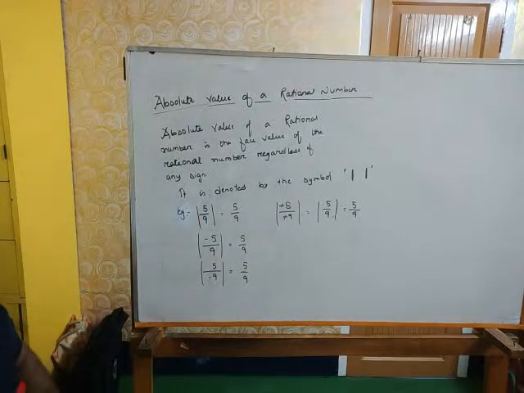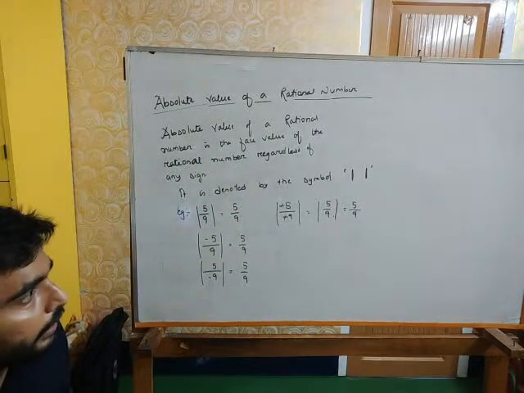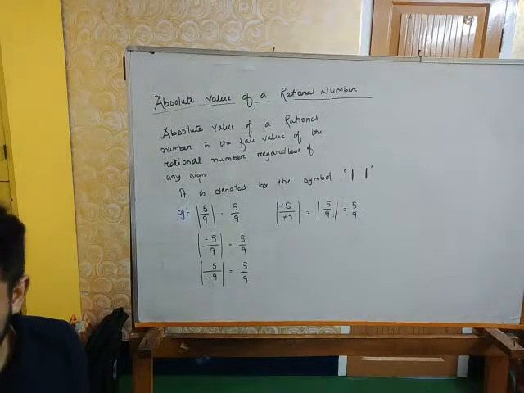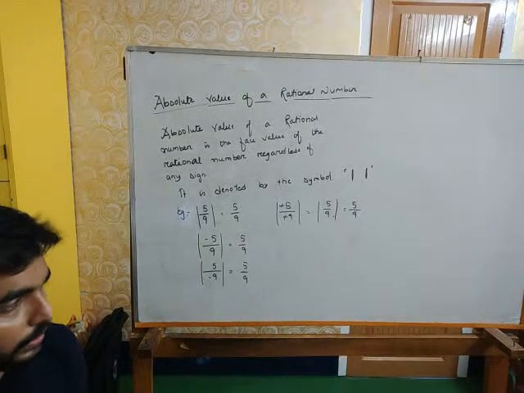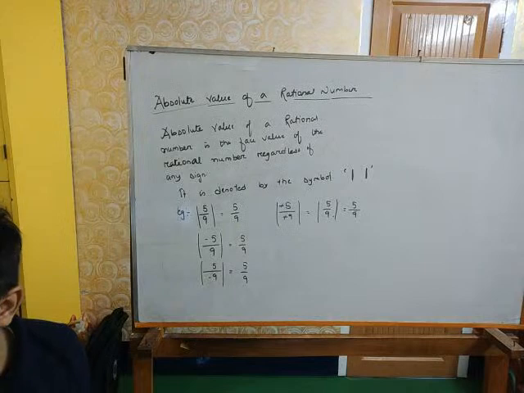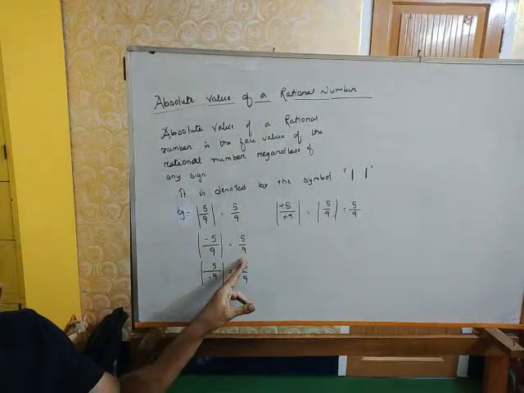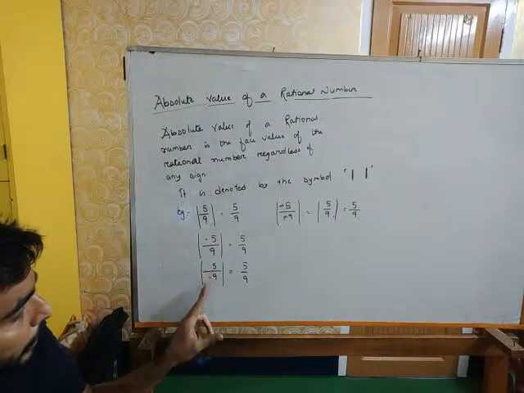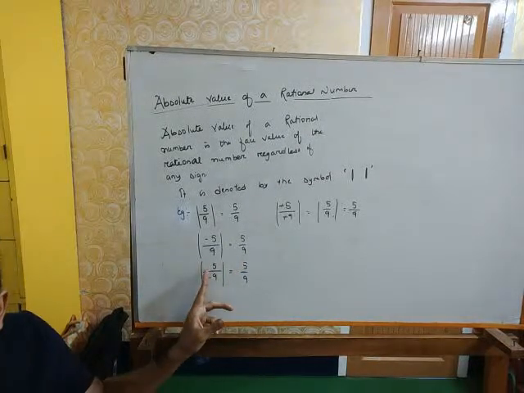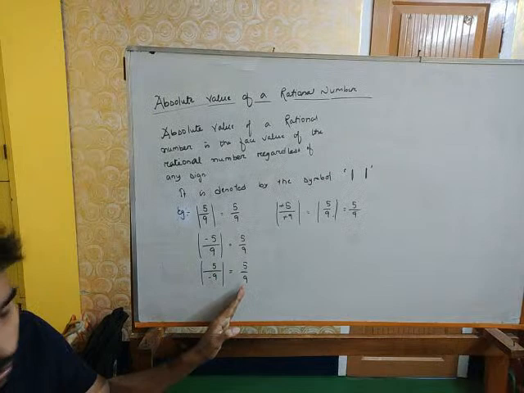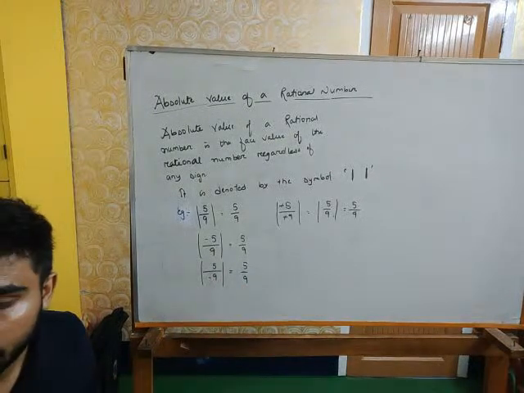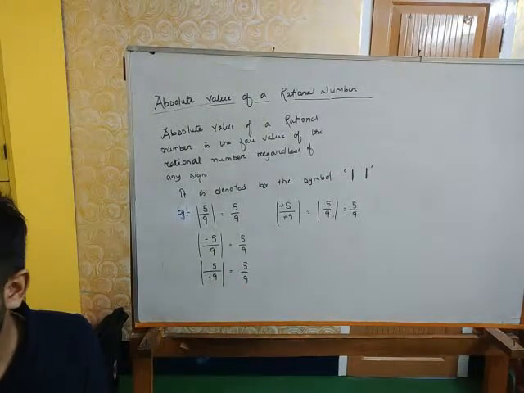Both are negative. Both the numerator and denominator are negative. That means minus and minus will be reduced and the number will be positive. In that case also the absolute value will be positive. Minus 5/9, absolute value is positive 5/9. Here 5 by minus 9, that means it is a negative rational number, but the absolute value is positive 5/9. Clear? Note it down.